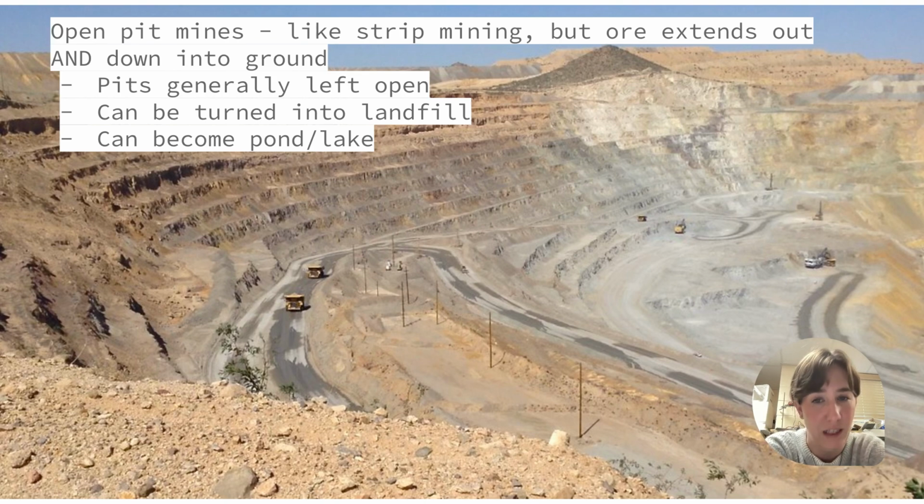Open pit mining is very similar to strip mining, but you're leaving an open pit, and it's not just a level surface. You are looking at an ore that is extending horizontally and down into the ground. It's not just one strip of material that you're accessing. A lot of times these pits are left open. They can be used for other things like becoming a landfill, but that does require some additional processing, some lining and waterproofing to make sure that the landfill waste doesn't leak into groundwater. Or they can become a pond or lake.